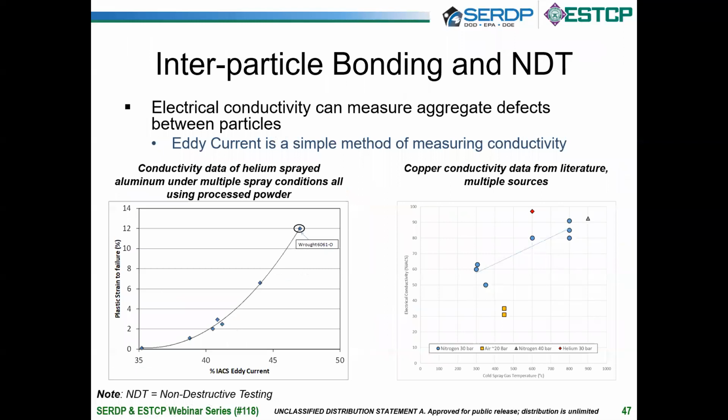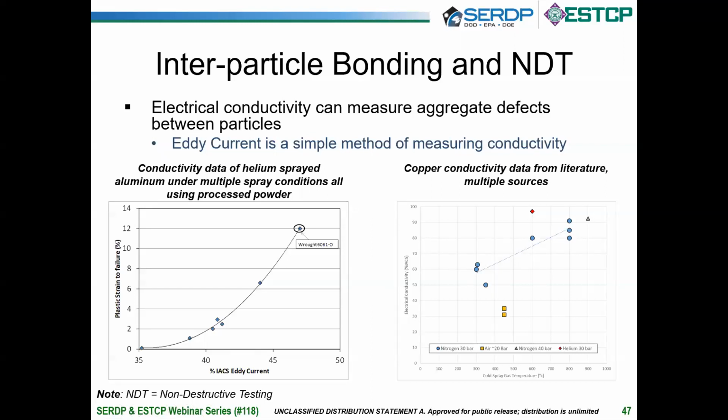We can also measure the number of defects in our material by things like electrical conductivity. Here's an example where we have electrical conductivity of 6061. These are cold sprayed 6061, and this is wrought 6061. This is conductivity along the x-axis, and on the y-axis we have plastic strain to failure. So you can clearly see the correlation between these parameters.